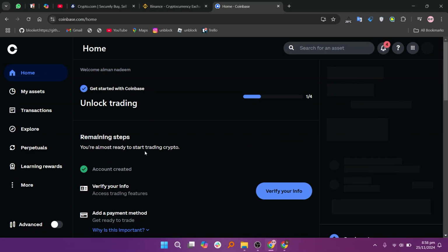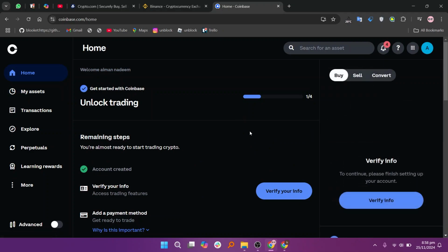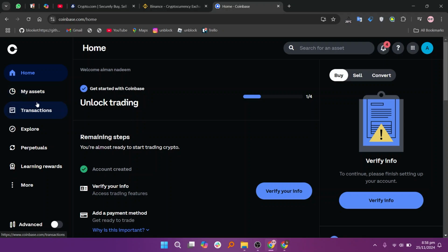In my opinion, crypto.com is great for those looking for diverse crypto services. Binance is best for experienced traders. And Coinbase is the top pick for beginners prioritizing simplicity and security. So that's the comparison between crypto.com, Binance, and Coinbase.